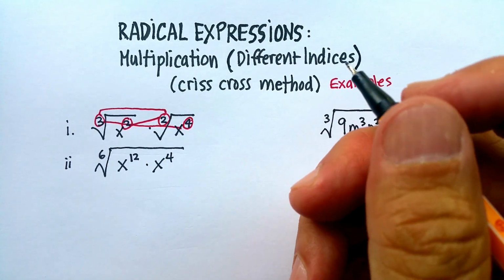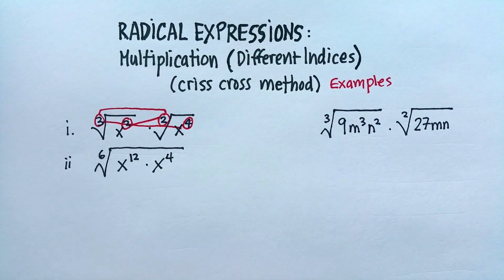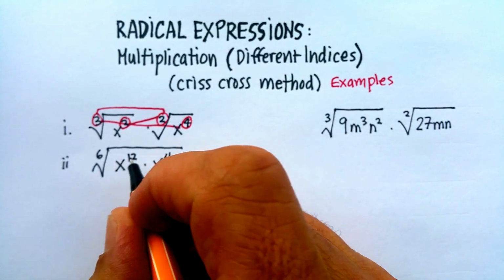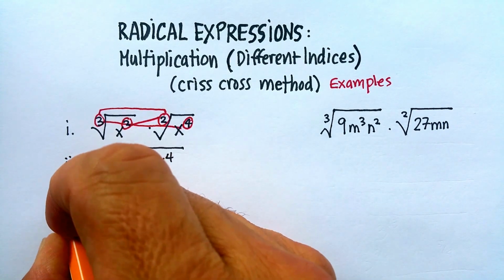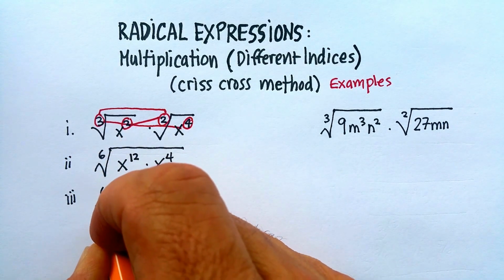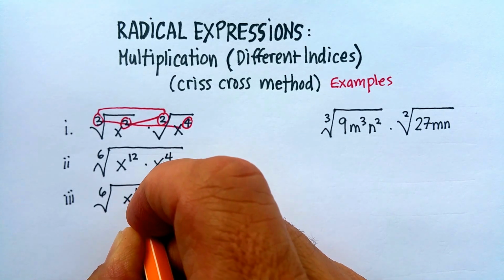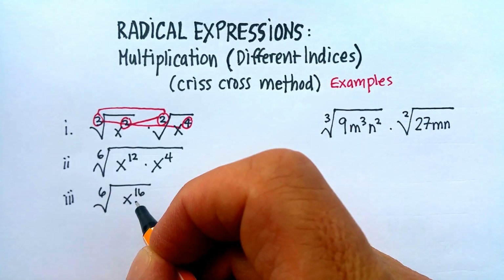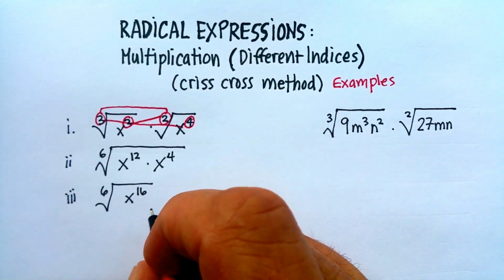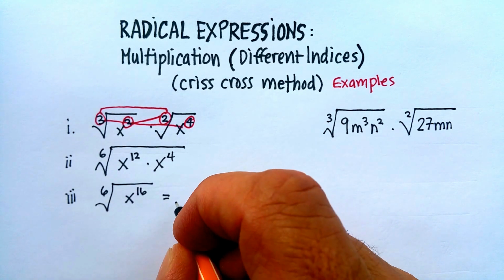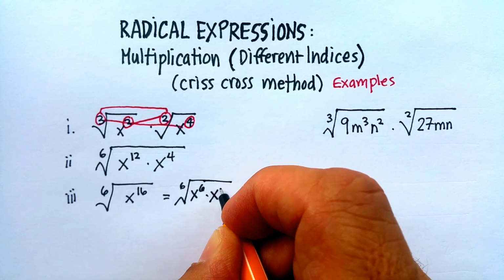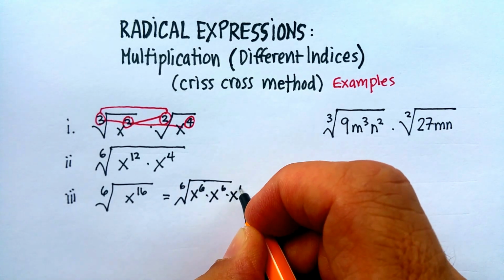Now you may have noticed that the x to the 4th and the x to the 12th, you can just add, because the bases are the same, you can just add the exponents, and that gives me the 6th root of x to the 16th. Now here I can do any number of methods to simplify this. For example, I can go the 6th root of x to the 6th, another x to the 6th, and another x to the 4th.